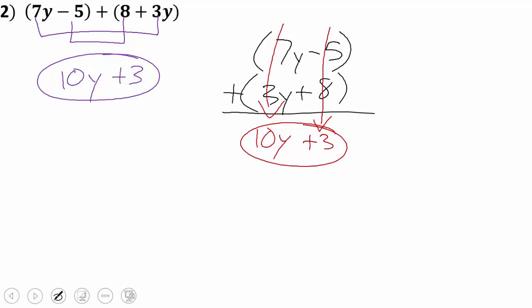All right? So that's the difference between horizontal and vertical. Most of you will probably like to do it horizontally. I just draw lines connecting my like terms, but you can certainly do it any way you want. If you like putting your like terms underneath each other, it will certainly make it easier for you.